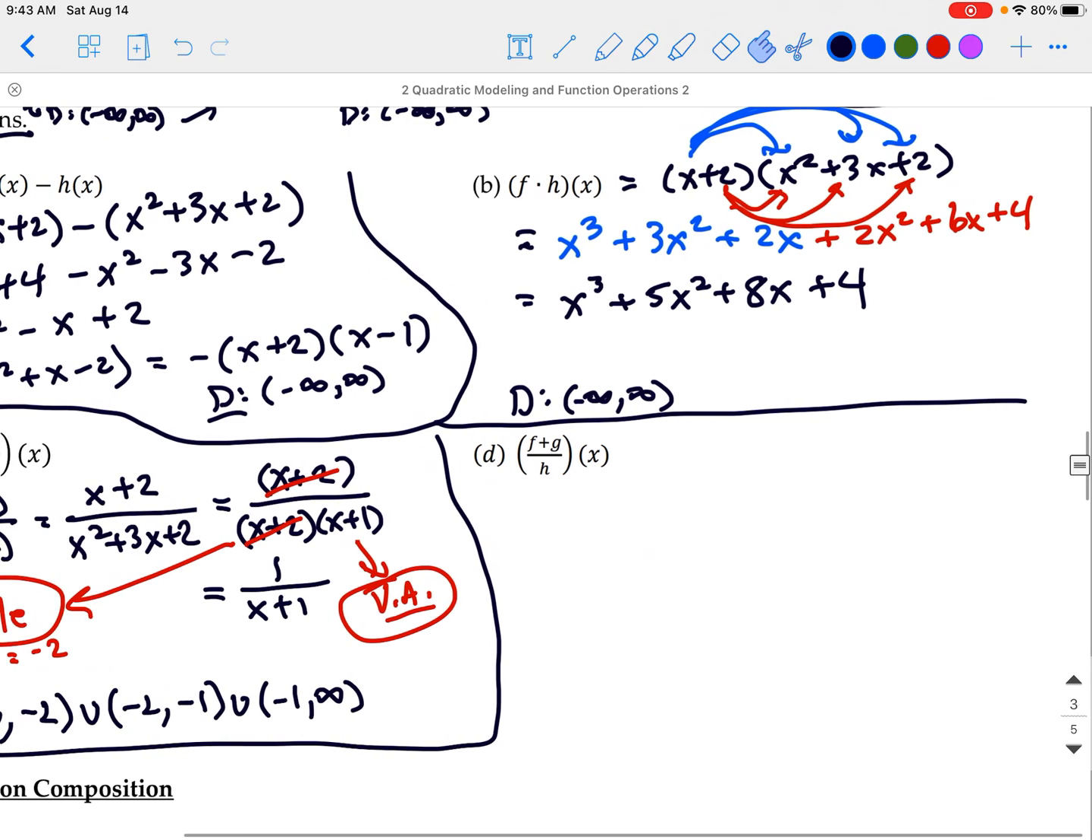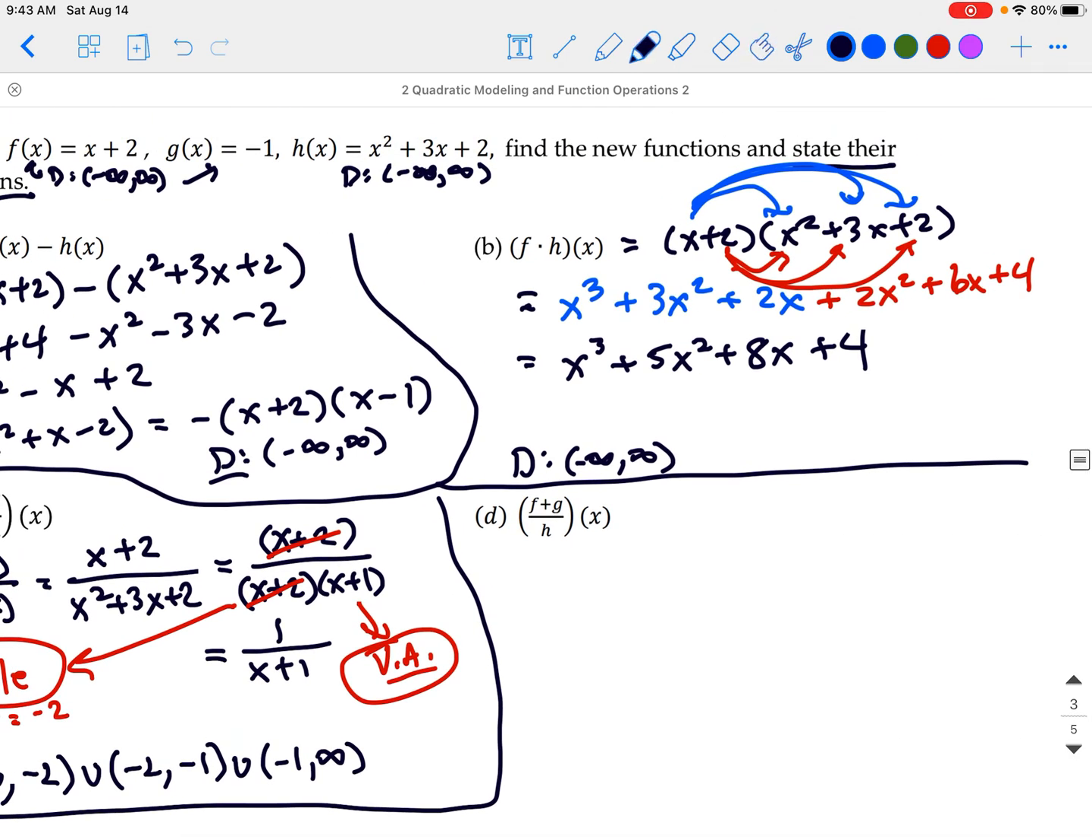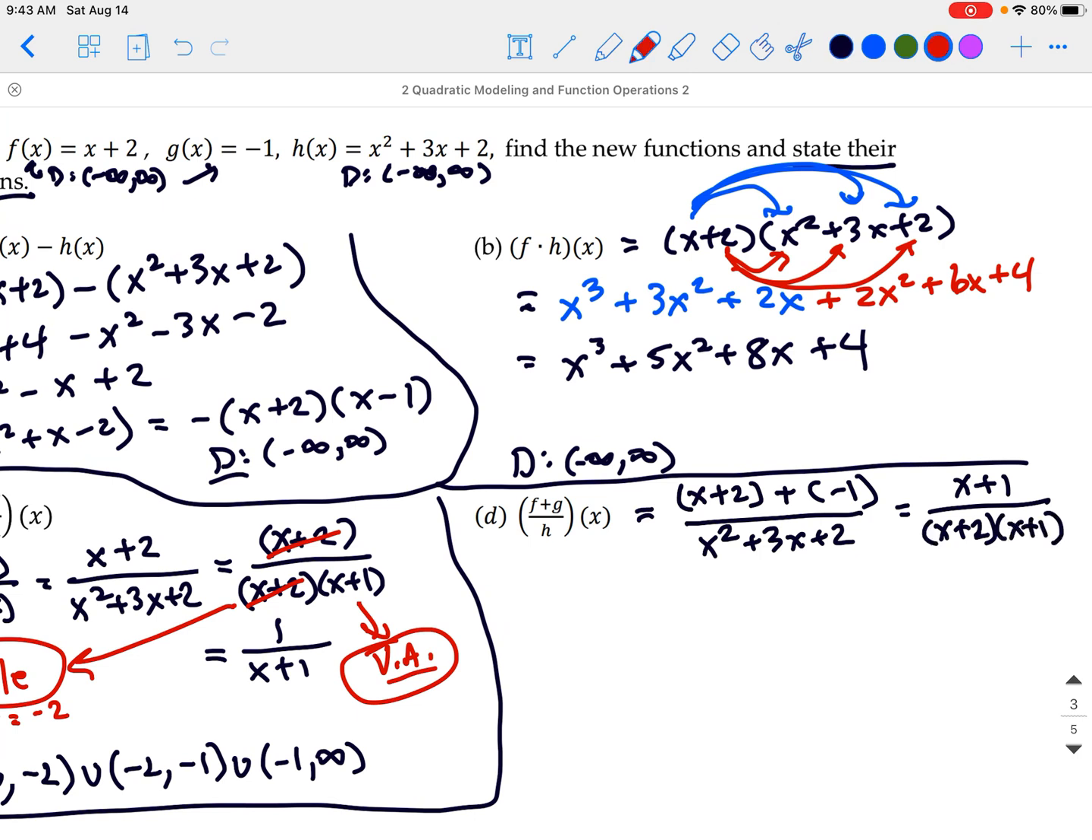All right, so for D, now we've got multiple operations going on. We're going to do f plus g over h. We need to bring g into the fight here. So g is negative 1, so we're going to have x plus 2 plus negative 1. I'm just going to do substituting in each expression first, and then we'll combine. And then we have h on the bottom again. So we can see that we get something similar to what we just got, except x plus 2 minus 1 is just x plus 1, which means we get the same domain, because we still have x plus 2 and x plus 1 in the denominator.